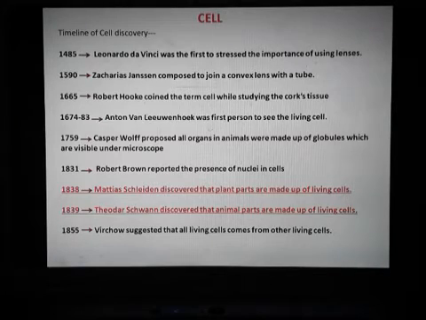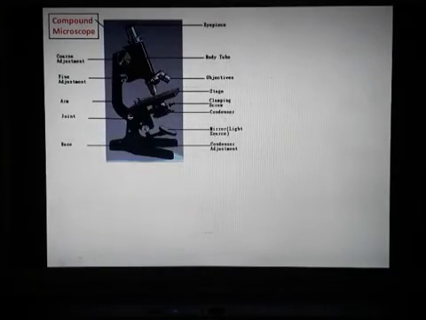Now you know cells are microscopic. That means they are of micron size. You cannot see them with naked eyes. You need a microscope to see them. Now in school labs, generally the type of microscope we have is the compound microscope. Maybe you have used this in class 8th.